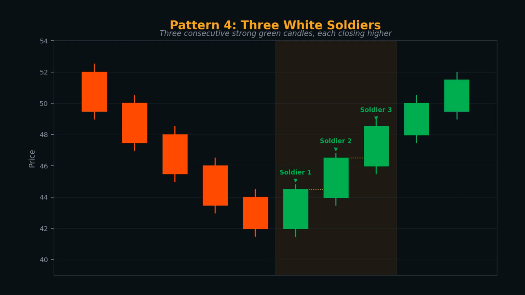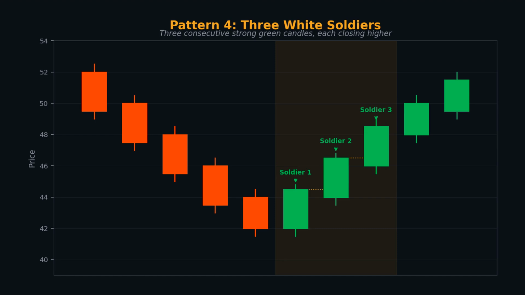Pattern number 4, three white soldiers. If the morning star is a polite invitation to consider the upside, three white soldiers is a declaration of war from the buyers. The pattern is exactly what the name suggests: three consecutive strong green candles, each one opening within the body of the previous candle and closing at or near its high.